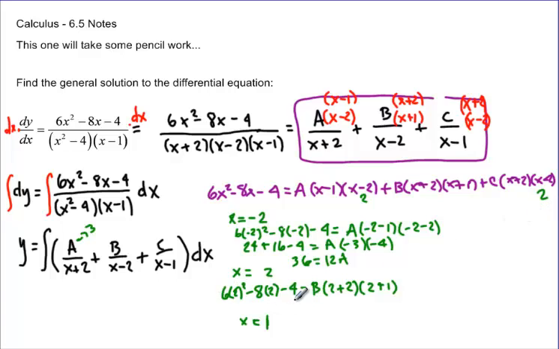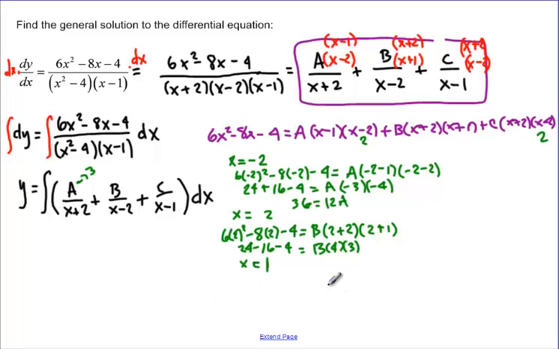So what I end up with then is 24 minus 16 minus 4, which is equal to b times 4 times 3. Let's move this guy down just a little bit. And 24 minus 16 minus 4 is going to be 4.